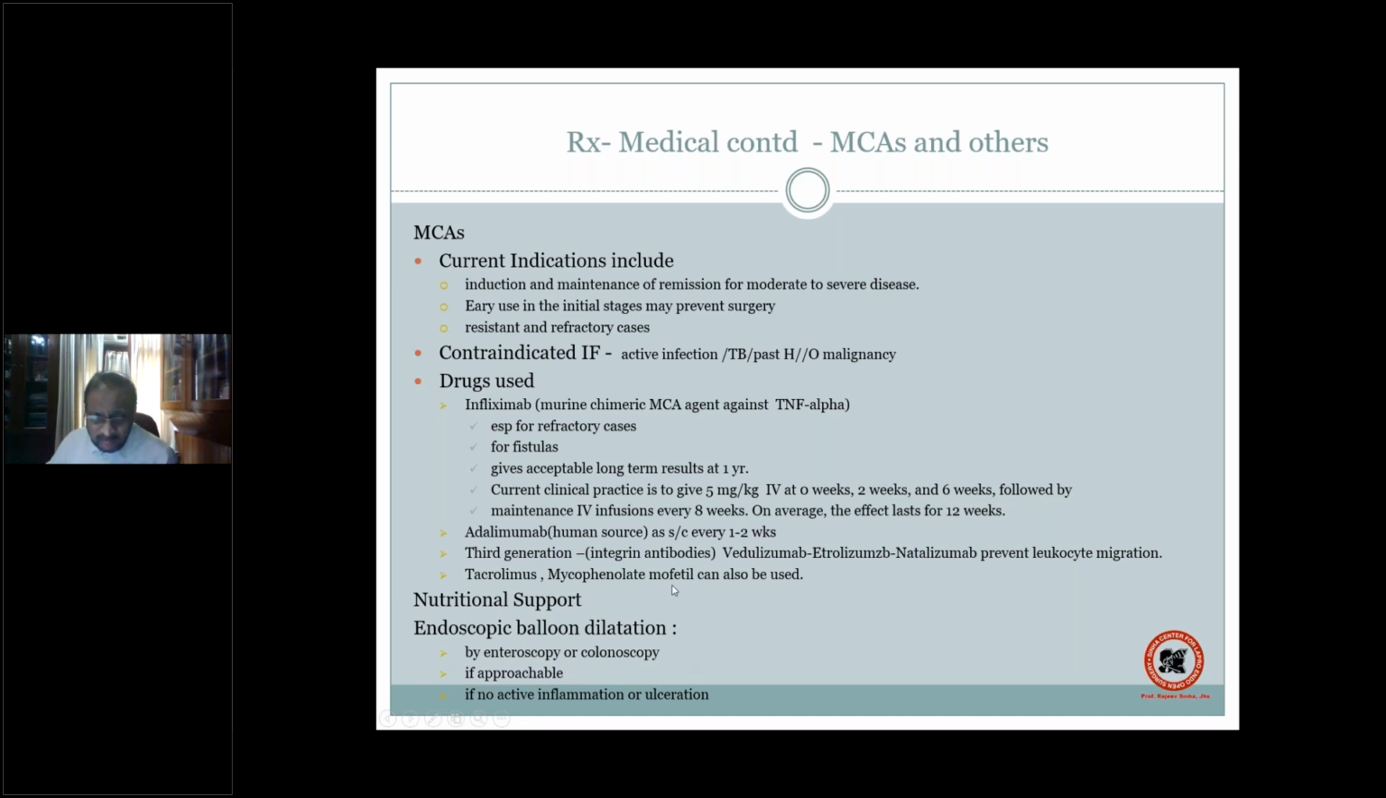Tacrolimus and mycophenolate mofetil are drugs which are very commonly used in any kind of transplant protocols: renal transplant, pancreatic transplant, liver transplant, etc. They are very good immune modulators, immune depressants. So these are also drugs which have been tried from time to time, even in Crohn's disease, with debatable results.